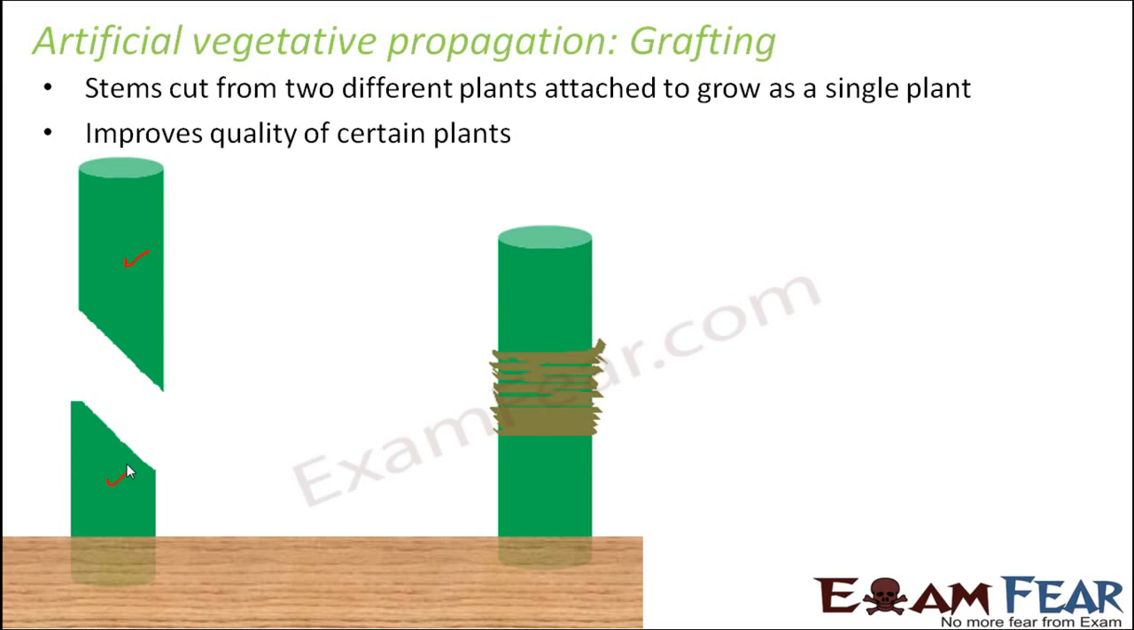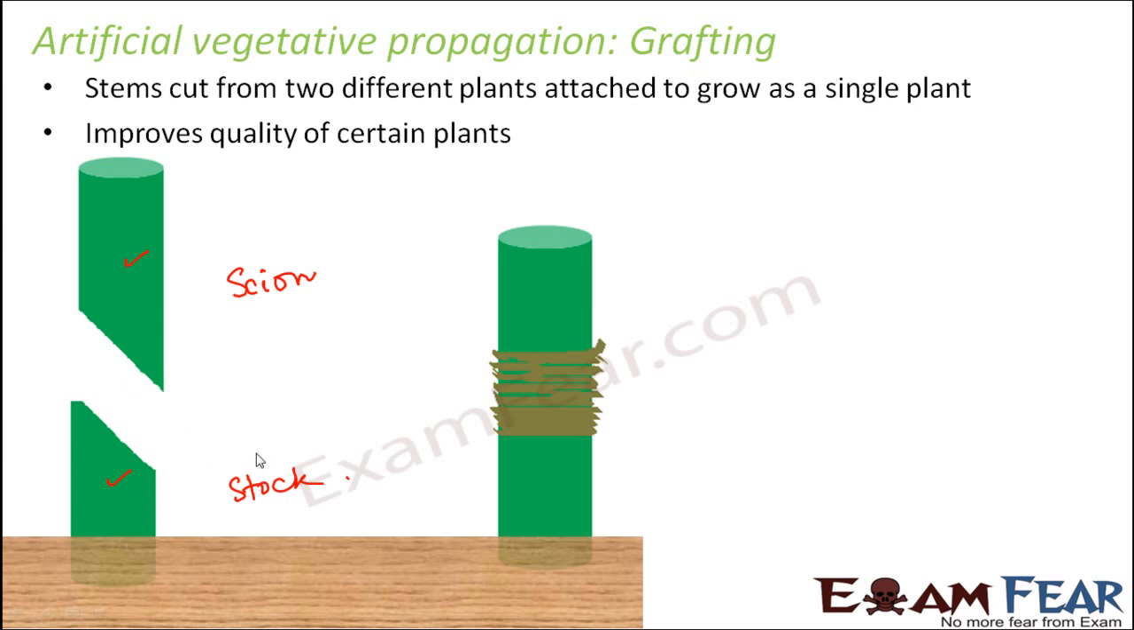In this case, the two parts which are taken from the two plants, what are they called? They are known as scion from one plant and stalk from the other plant. One part is called scion and the other part is called stalk. The stalk provides water and minerals to the plant. That is the function of this part.